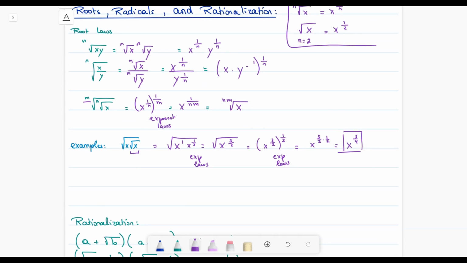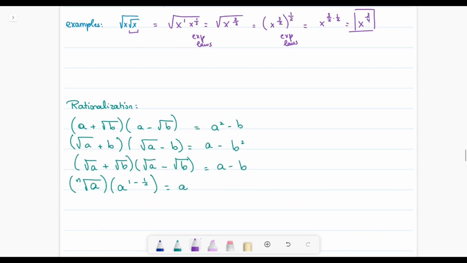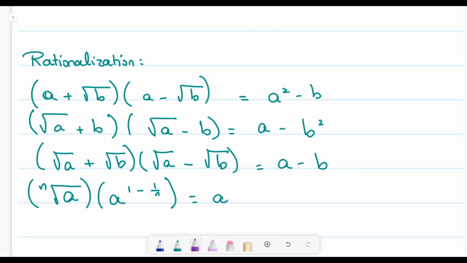Now, we did all of these laws with roots and radicals. What if we want to get rid of these radicals? To get rid of them, this is what we call rationalization. So if we are given a plus square root of b, if this is our term, we can multiply it by what we call the conjugate, in this case a minus square root of b, and we get a product a squared minus b that has no square roots in it, or no roots. Square root of a plus b times the square root of a minus b is a minus b. Also, square root of a plus square root of b times the square root of a minus square root of b is a minus b.